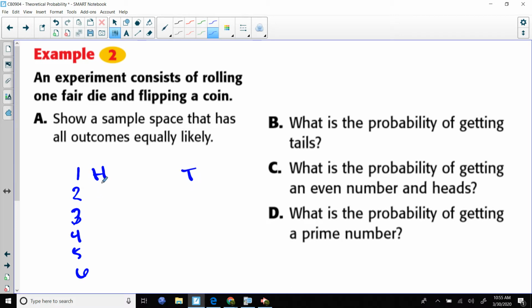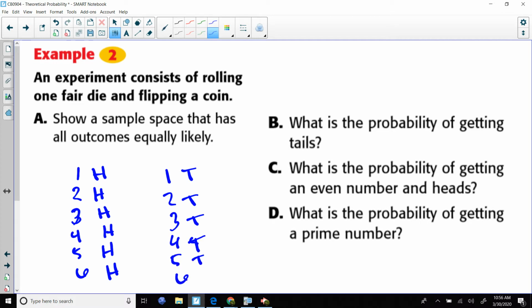So I could get a 1 and a head, a 2 and a head, 3, 4, 5, and a 6 and a heads on a coin. Or I could get a 1 and a tail, a 2 and a tail, 3 and a tail, 4 and a tail, 5 and 6 and a tail. And so those are all the different outcomes. I've got 6 of them over here and 6 of them over here. So once again, we're going to do favorable over total, and for this particular problem, our total is always going to be 12.